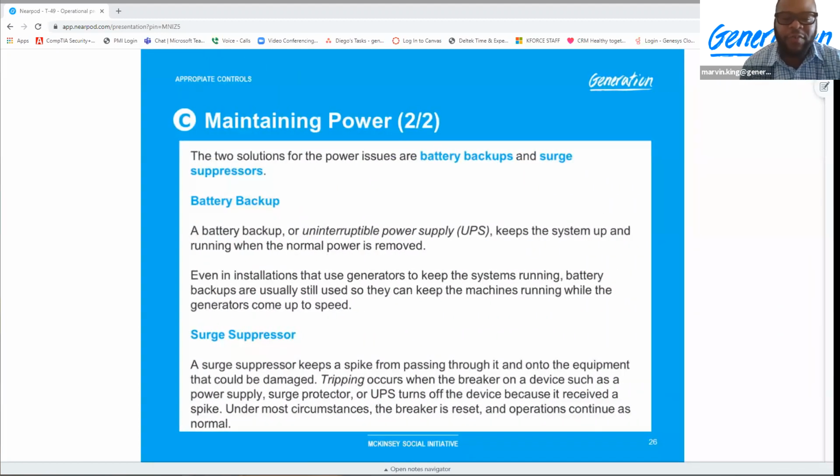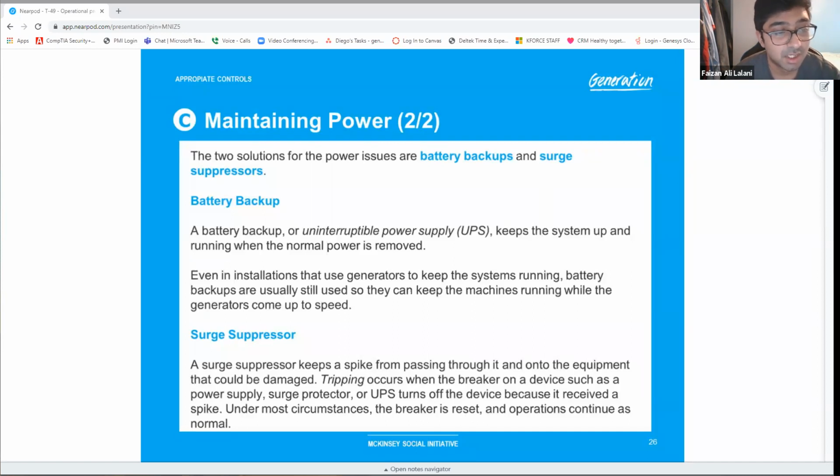Faison, I'm going to let you finish this one off for me since you had the power issue. Maintaining power. The two solutions for power issues are battery backups and surge suppressors. Battery backups. A battery backup, or uninterruptible power supply, UPS, keeps the system up and running when the normal power is removed. Even installations that use generators to keep the system running usually still use battery backups so they can keep the machines running while the generators come up to speed.